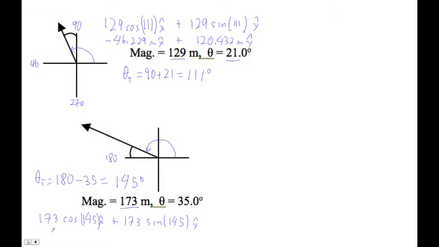So this is negative 141.713, and that's meters in the x direction, and then this is positive 99.228 meters in the y direction. Now we're all set. I'm going to call this vector A and this one vector B, and we're just going to set up a happy little thing here.